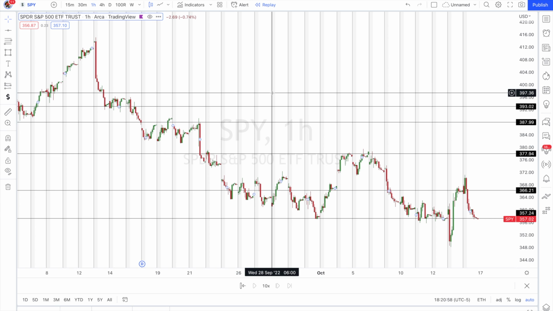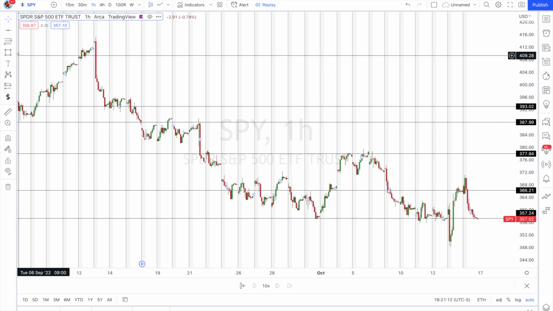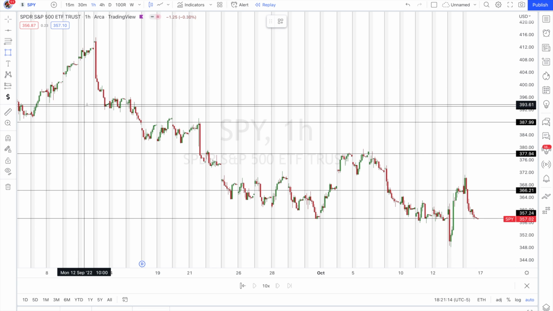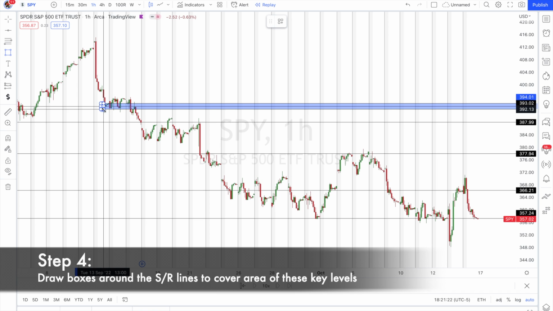One extra thing that you want to remember when drawing these support and resistance levels is that a support or a resistance isn't just one single number. So let's say 393 over here. You don't want to focus on just 393 itself. So a resistance or support level is a level. It's an area where prices reacted to the most, not just one single number. So you can go ahead and draw a box and try to touch as many candle wicks or candles as possible.